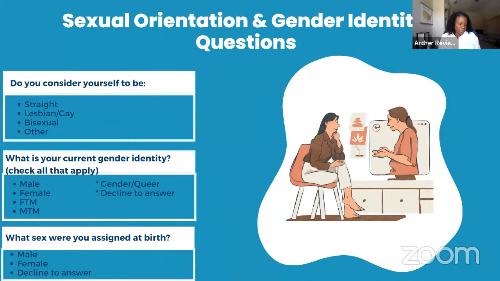So, sexual orientation and gender identity questions. This is just some things that you should start seeing on your intake, when your MAs are doing the intake, or if you are actually doing the intake. And I'll say why this is important to have in this literature now.